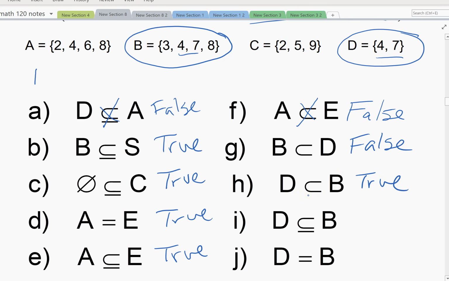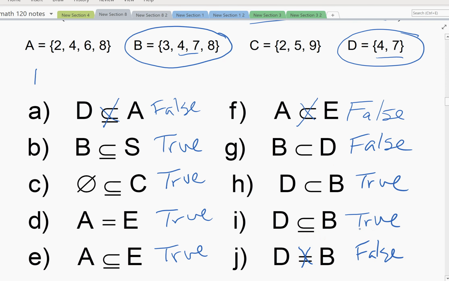If you're a proper subset, you're a general subset too, because you hold on the subset case. And so the general subset is also true. Every element in D is also an element of B. Because it's a proper subset, the last one is false. B and D are not the same, so that's false. And so that's just practice.